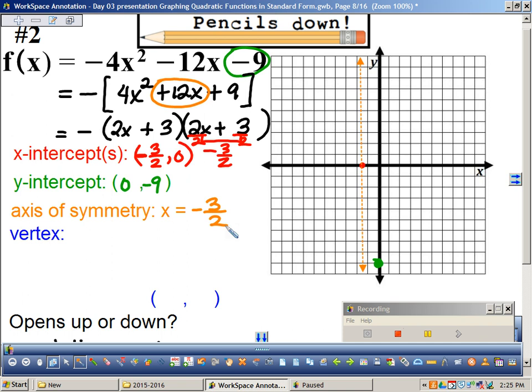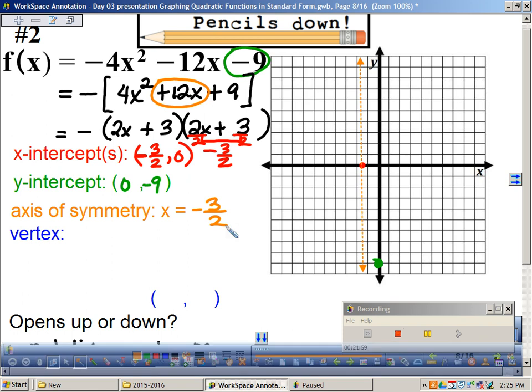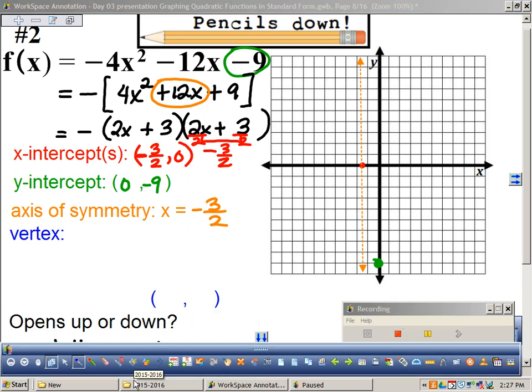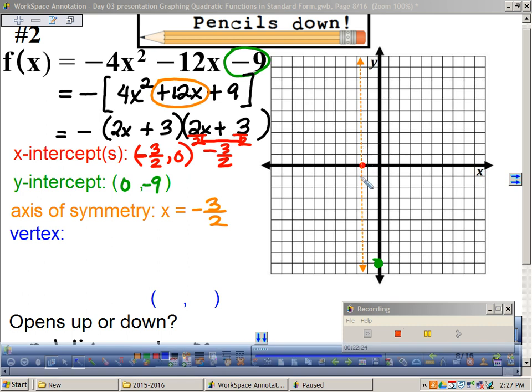So, the newest piece of information. So we've done all of this, right? So the only new piece of information here is I now need to find my vertex. My vertex is actually, I have half of it already, don't I? If I find a vertex, isn't the vertex always on the axis of symmetry somewhere? So if I go over 3 halves, I'm either going to go up or down at this point. What do you think I'm going to do? Is it going to go up or is it going to go down?